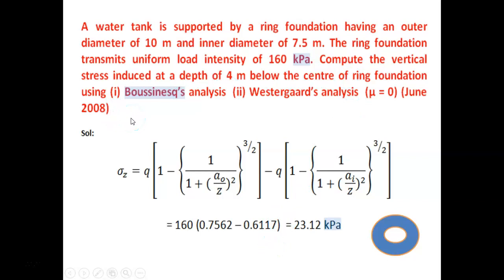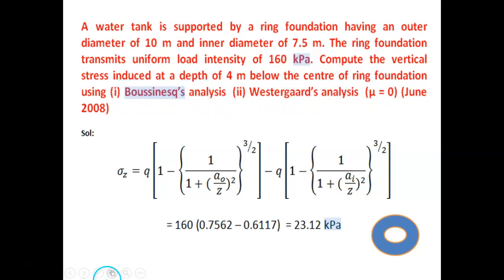Next example. A water tank is supported by a ring foundation having an outer diameter of 10 meter and inner diameter of 7.5 meter. The ring foundation transmits uniform load intensity of 160 kilonewton per meter square. Compute the vertical stress induced at a depth of 4 meter below the center of ring foundation using Boussinesq analysis and Westergaard analysis. Since we have not yet discussed Westergaard analysis, we will do the problem only with Boussinesq analysis.